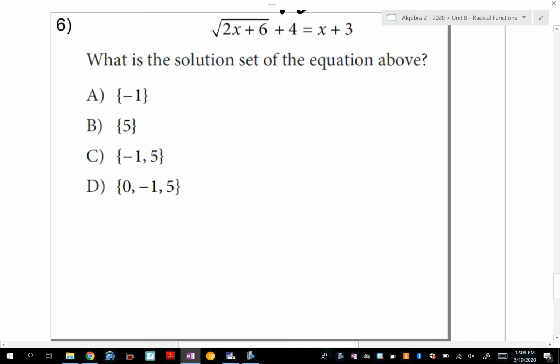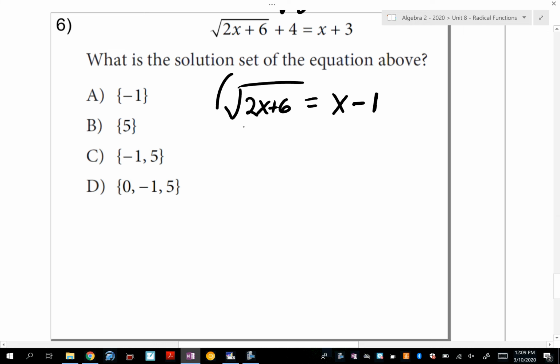Number 6. Is the radical isolated? No, it's not. There's this plus 4 that's on the same side. We can't do anything yet until that 4 is gone. So move the 4 over with subtraction. What is 3 minus 4? It's negative 1. Now, do you see how it's isolated?